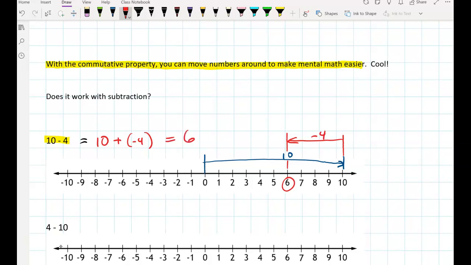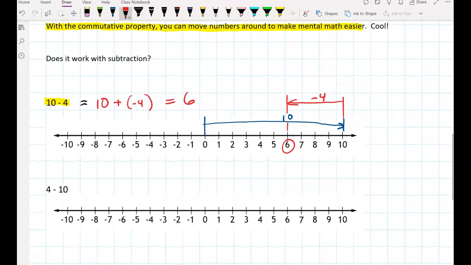Well, we knew that because we did that in an earlier problem. But this time we were subtracting, right? Changing subtraction to adding the opposite. Let's try the next question. So instead of 10 minus 4, I'm going to try 4 minus 10. Will that give me the same result? I don't know. Let's find out.